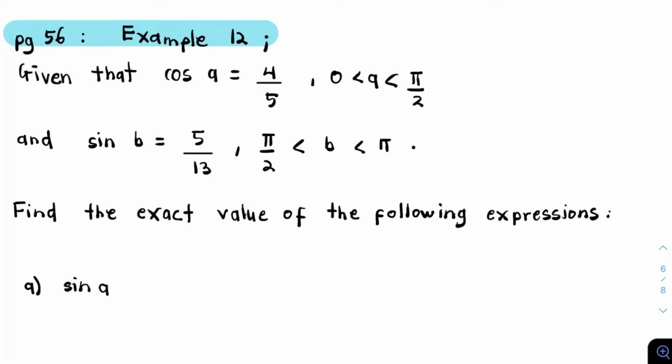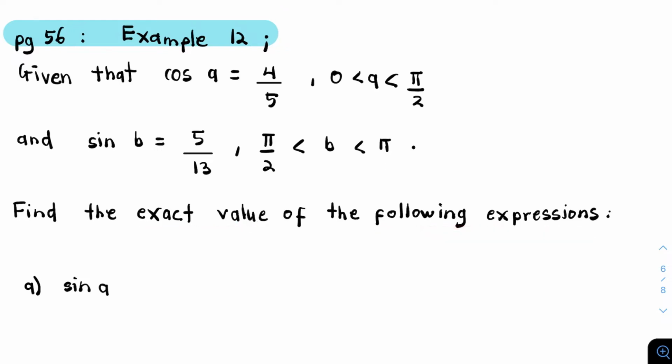Okay, now the next one would be example 12 on page 56. In this question, you are given that cosine A is equal to 4 over 5, where angle A falls between 0 and pi over 2. So you have to know which quadrant it falls in. Second, they give you sine B equal to 5 over 13, where angle B is between pi over 2 and pi. They ask you to find the exact value for the following expressions.